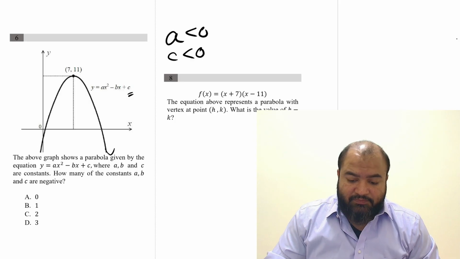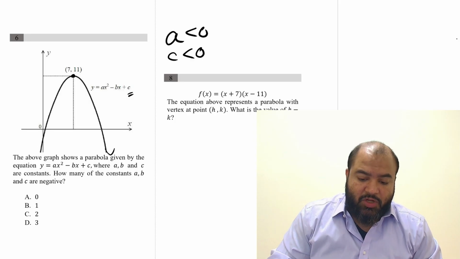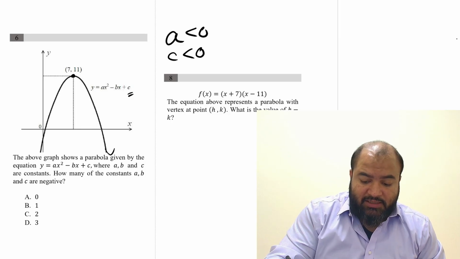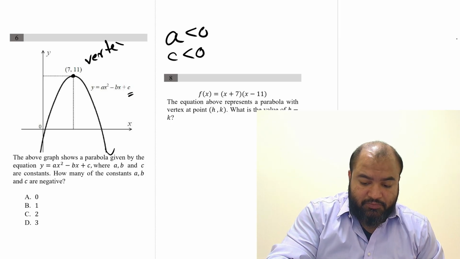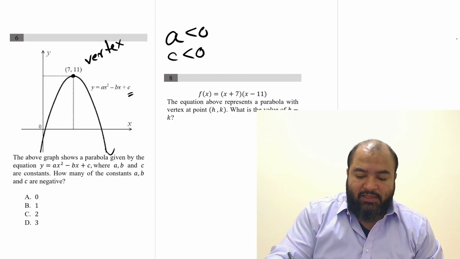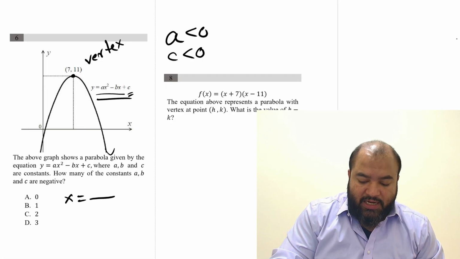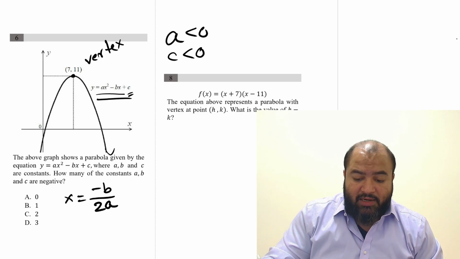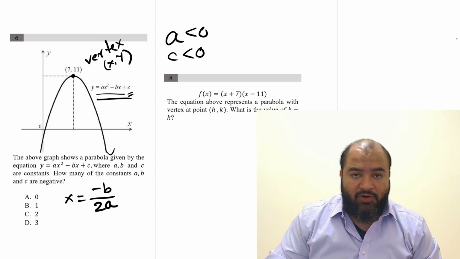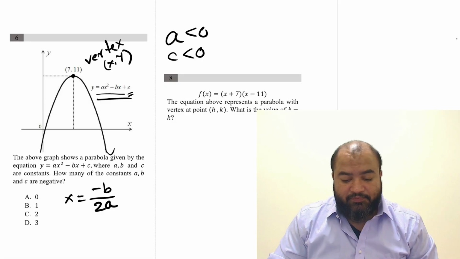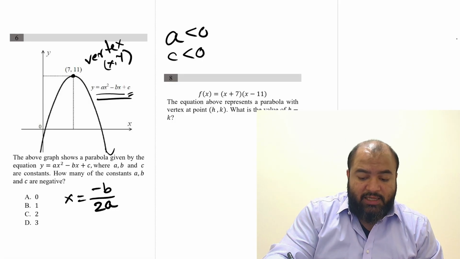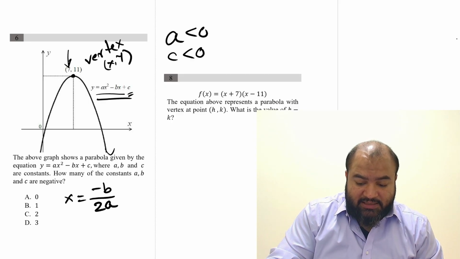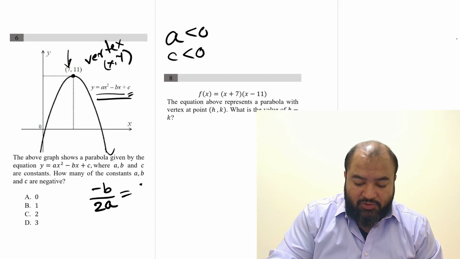Now, to find b, they gave us a point, the vertex, which is 7 and 11. The vertex is a point, the maximum. This is called the vertex. If you want to find the vertex, x equals negative b over 2a. This is the formula. The vertex is a point, x and y. If you want to find x, you do negative b over 2a, and if you want to find y, you plug it into the equation. But here we don't need that. I see that x is 7 already, so I can set it equal to 7.